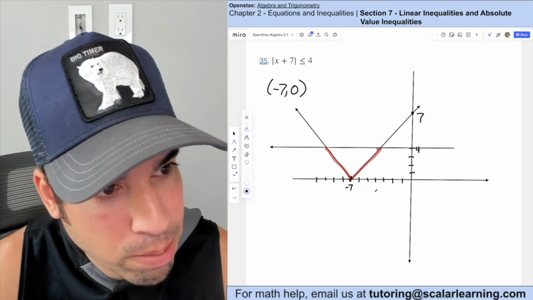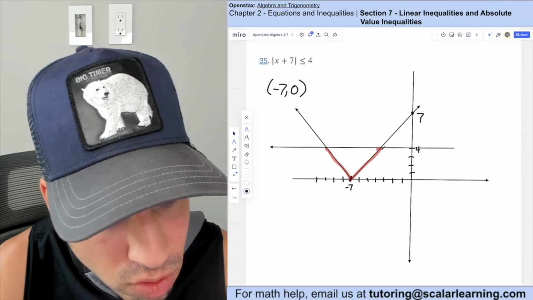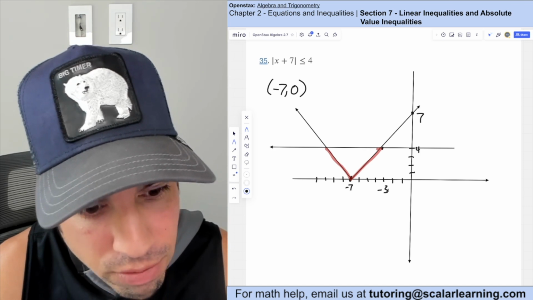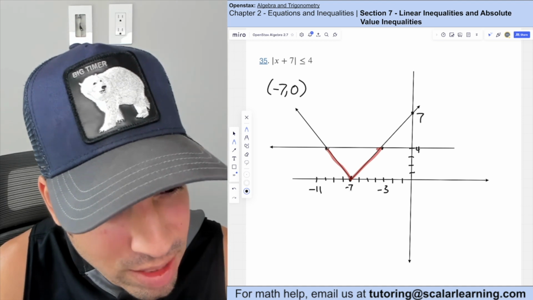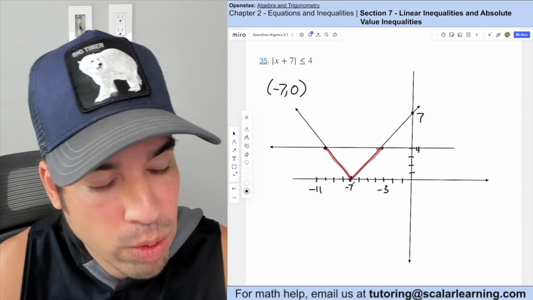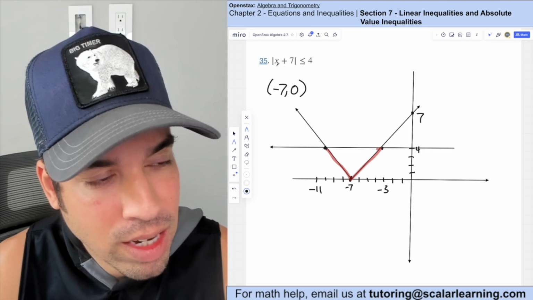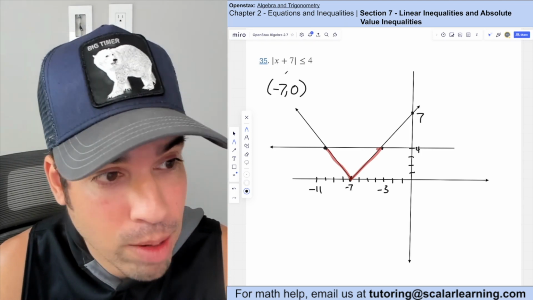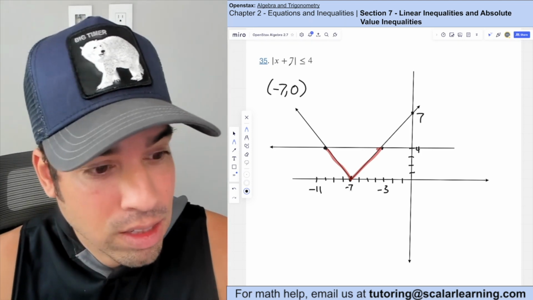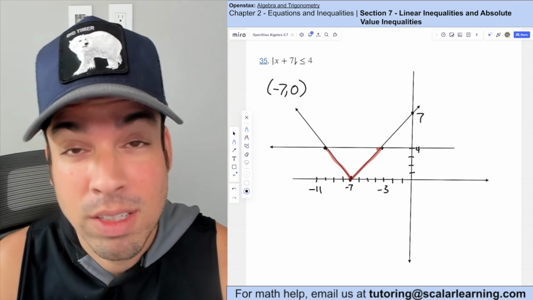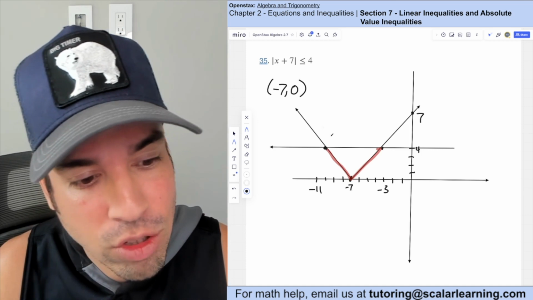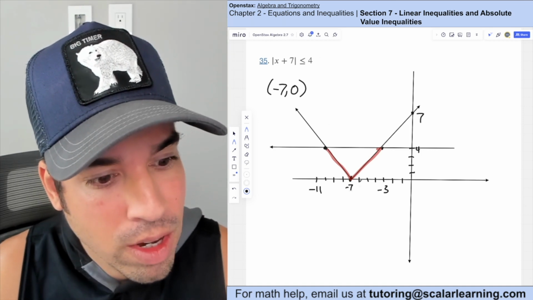It's not perfect, but you can pretty much see that it's going roughly from negative 11 up to negative 3. So it's a little off, but that's generally where it would go. And you can test that out, because negative 11 plus 7 is negative 4. Absolute value, that is 4. So that's the lowest it can go to still give you something less than or equal to 4. Likewise, negative 3 plus 7 is 4. So that's the highest you can go. So it's this range, and again, it makes sense.